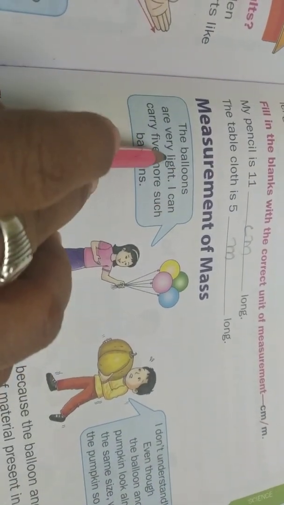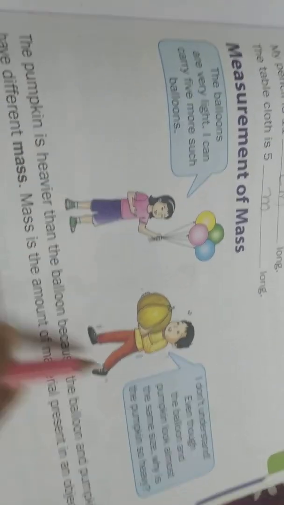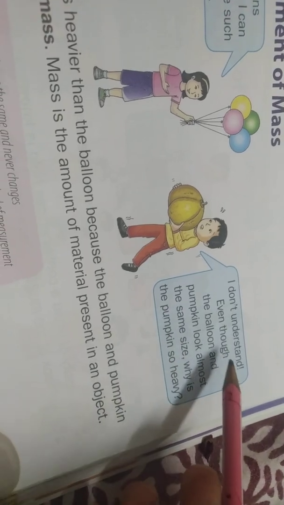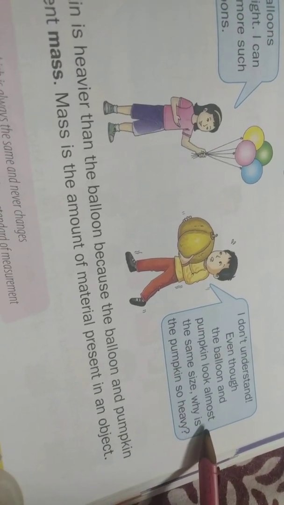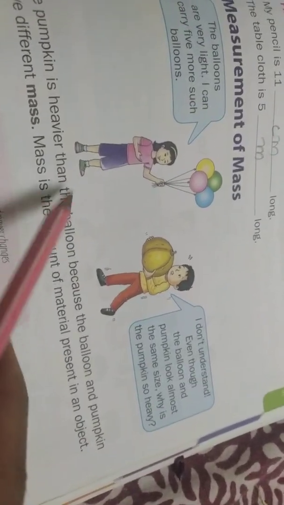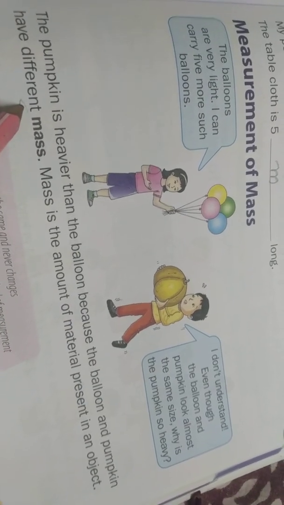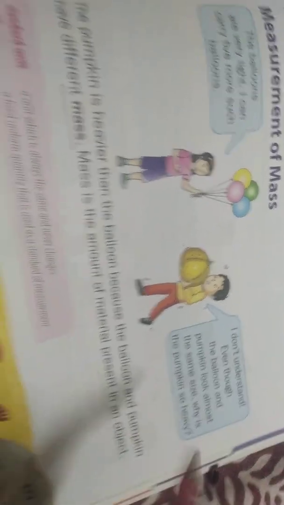Measurement of mass. See here, the balloons are very light. I can carry 5 more such balloons, she is saying. Here, I don't understand, even though the balloon and pumpkin look almost the same size, why is the pumpkin so heavy? So the pumpkin is heavier than the balloon because the balloon and pumpkin have different mass. Mass is the amount of material present in an object.